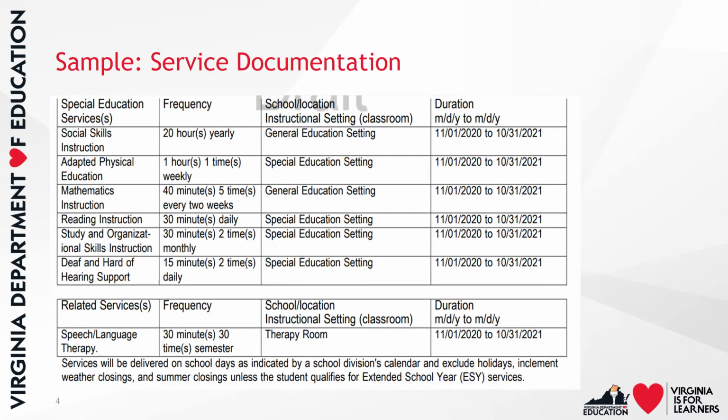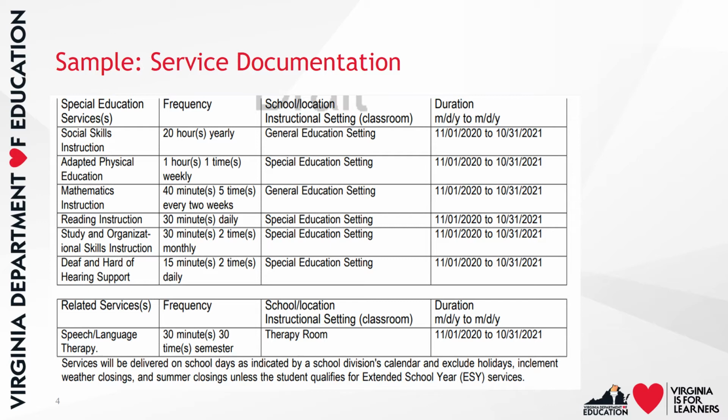In this sample service documentation, frequency, duration, location, and instructional setting of services that will be provided to or on behalf of the student are outlined. Based on the student's PLOP and goals, the IEP team has determined that her needs can be met in the general education setting and special education setting. Other special education services, if determined to be necessary, would be listed here, including related services, supplementary aids and services, and assistive technology. In this example, speech-language therapy is listed as a related service.